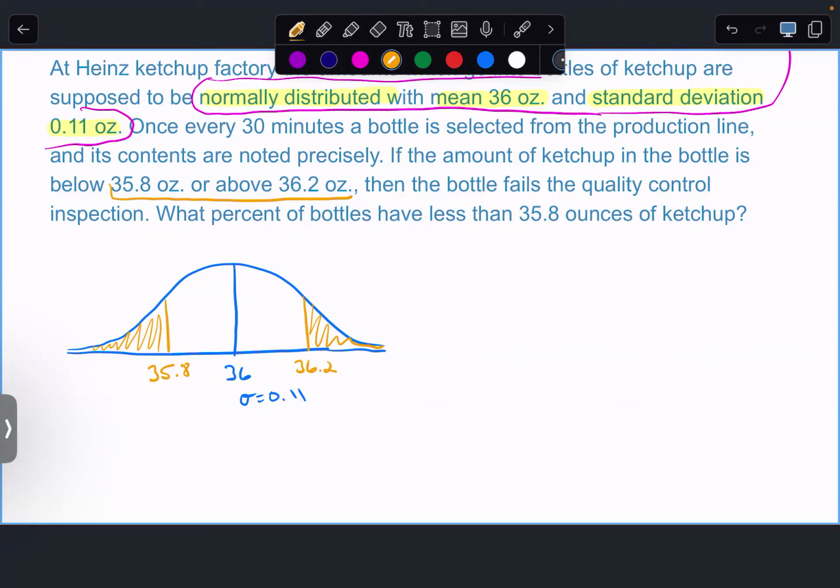Now we're starting small. And we just want to know what percent of bottles have less than 35.8 ounces of ketchup. So 35.8, that's the value that I'm interested in. That's going to be my X, right? I want to find a probability or a percentage or a proportion. Those are all the same thing, right? Associated with 35.8. Now 35.8 is one of these cutoffs.